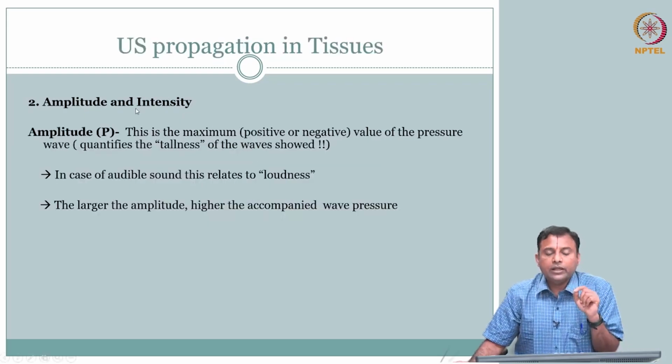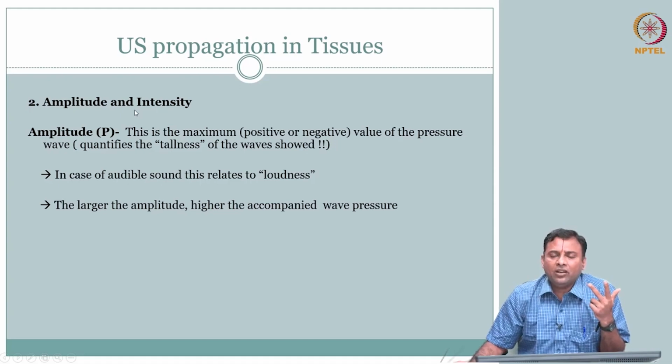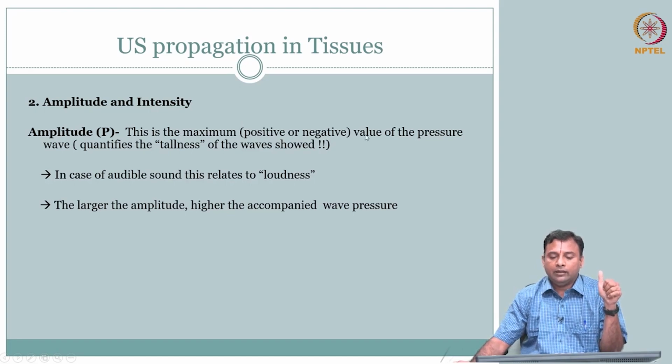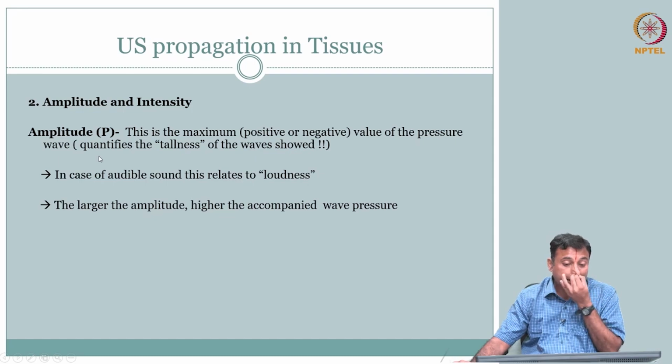Okay, so then again we talked about the number of photons and photon intensity in the previous X-ray based modality. Here again you have amplitude and intensity. What is amplitude? What we have been dealing with, pressure amplitudes. Pressure is the maximum value of the pressure. What does this do? It quantifies the tallness of the waves that were shown.